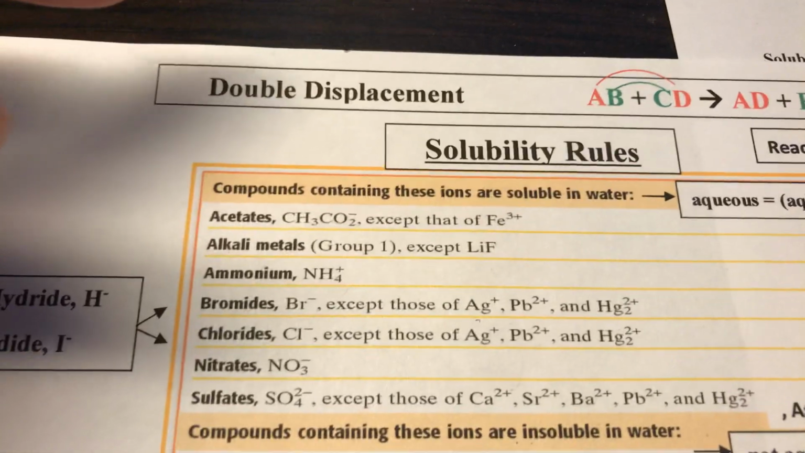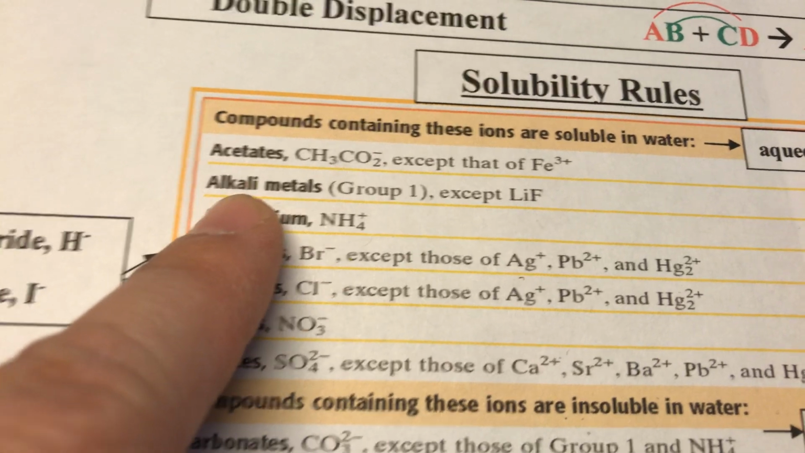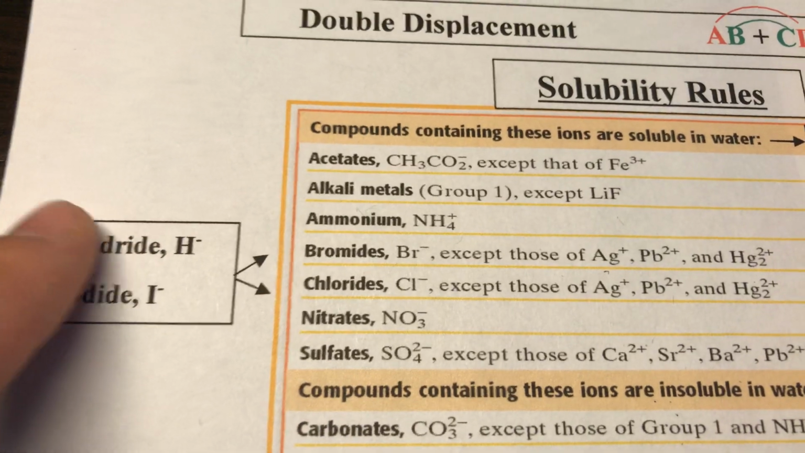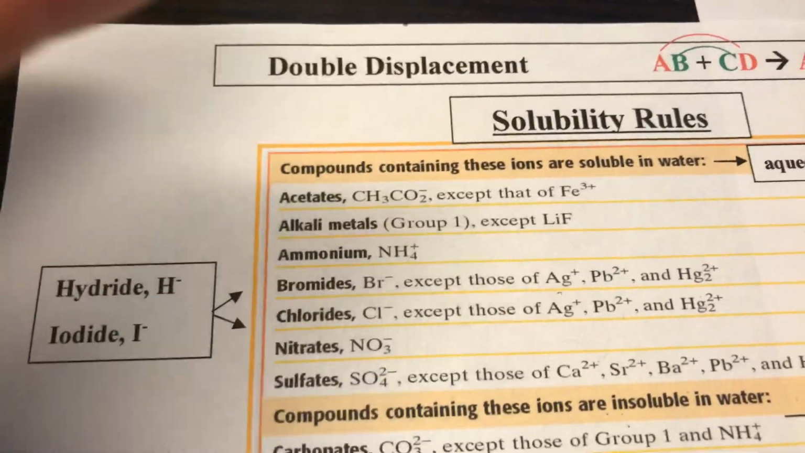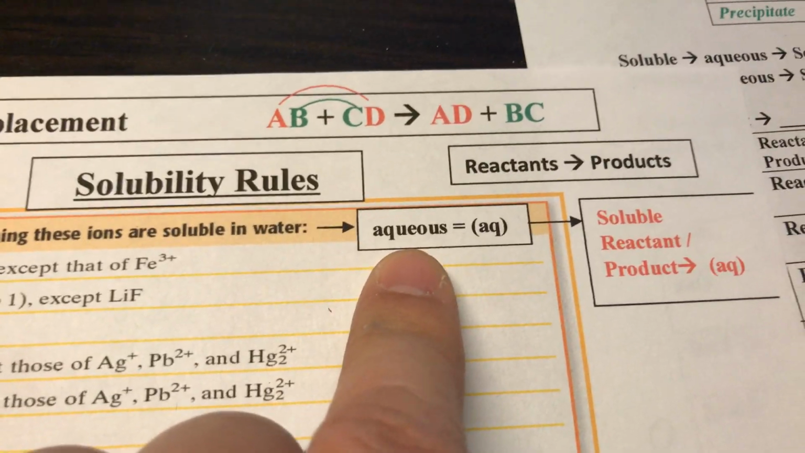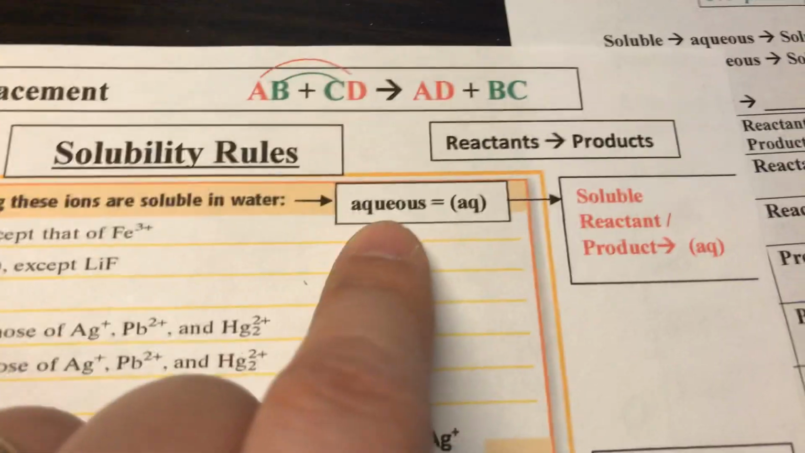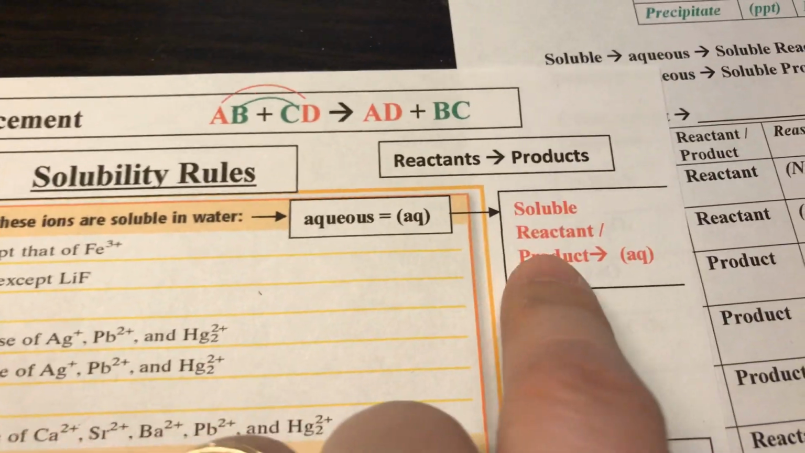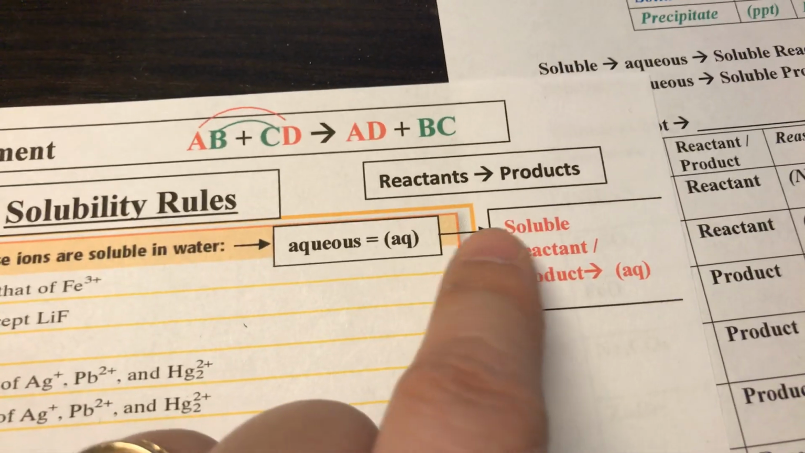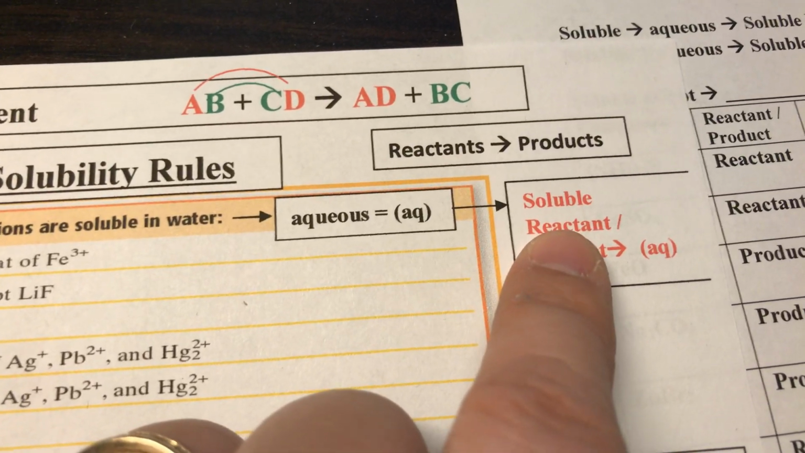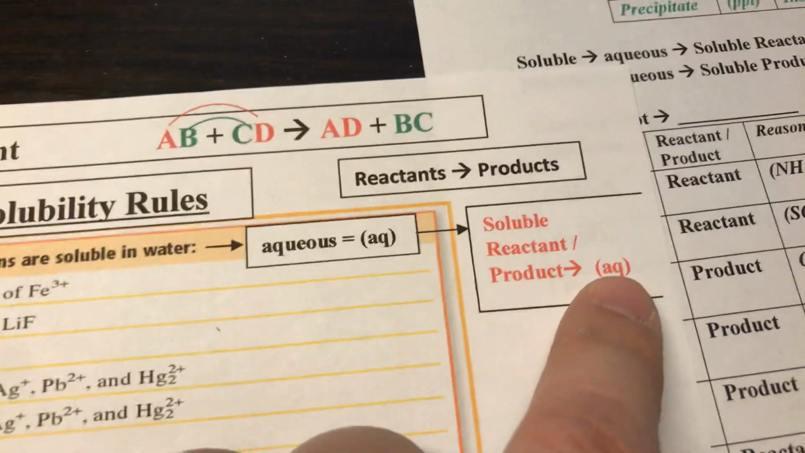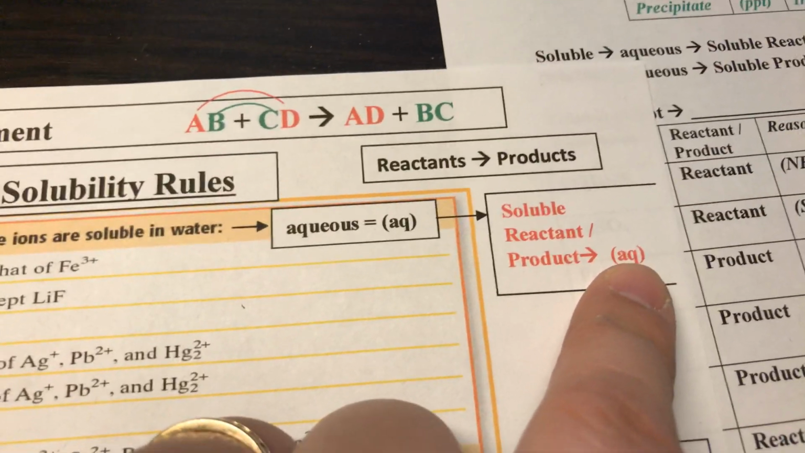So what kinds of compounds will dissolve in water? We have acetate, alkali metals, ammonium, bromides, chlorides, nitrates, sulfates, hydrides, and iodides. Any compound with these will dissolve in water. If they say soluble in water, we say they're aqueous, AQ, because they will separate into ions, plus or minus. As long as they are soluble, we can have a soluble reactant or a soluble product. Either way, we call the state aqueous, AQ.